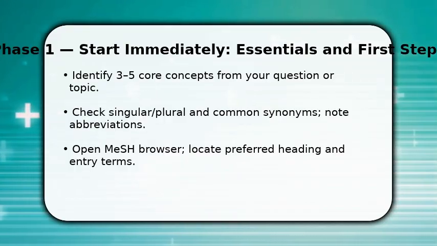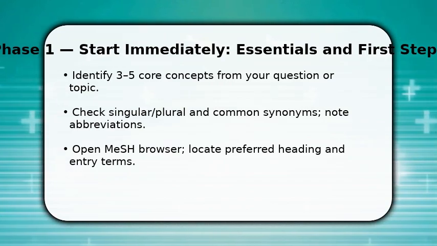Once you have the heading, record its tree number and scope note. This helps you decide whether to include narrower terms or broader ones in the query. Begin building a short list of candidate headings.